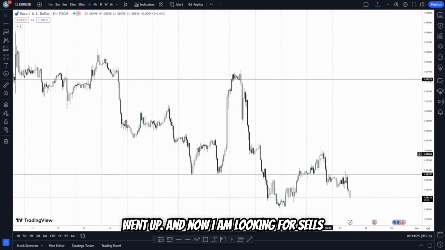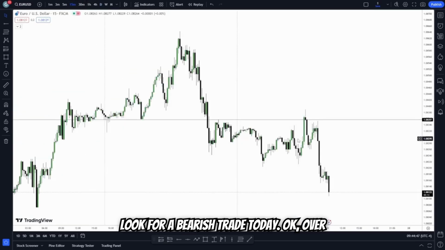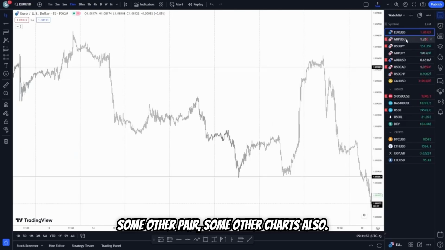So now price went up, and now I am looking for sells, because price has taken this high. I took a buy over here, okay. Why? Because price was below these two relative equal lows right over here, and when it went up it filled this whole gap. So now what's the order flow? Bearish. So now I look for a bearish trade today, okay, over here.